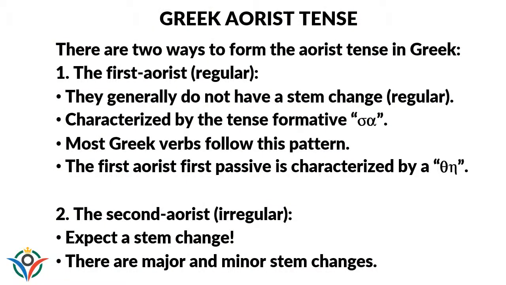In the previous lesson, I told you that there are two ways to form the aorist tense in Greek. Lesson 15 dealt primarily with the first aorist, or you could think of it as the regular way of forming the aorist tense. Regular because, as it says there, they generally do not have a stem change.